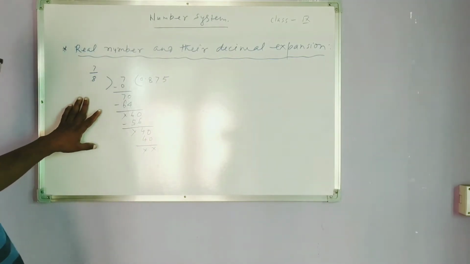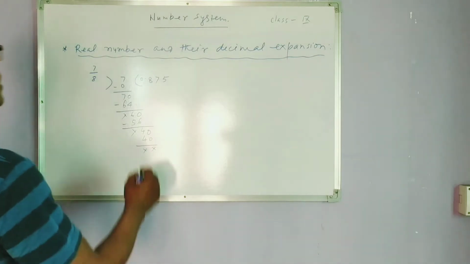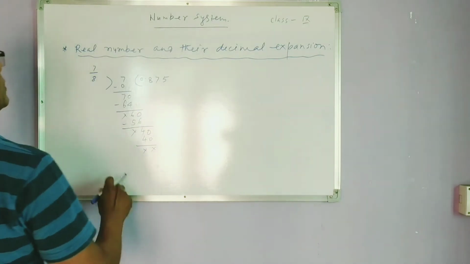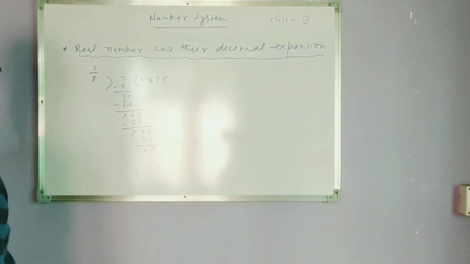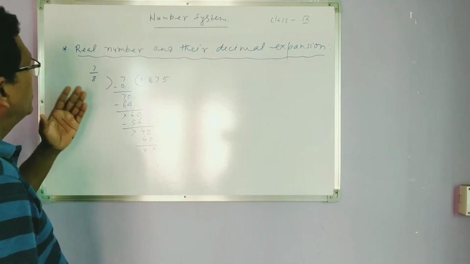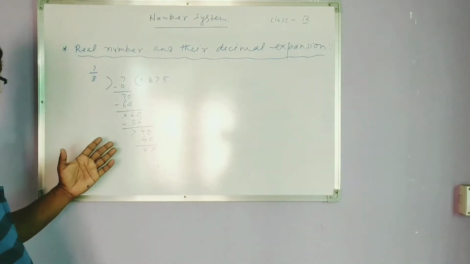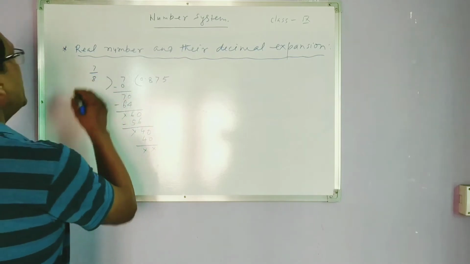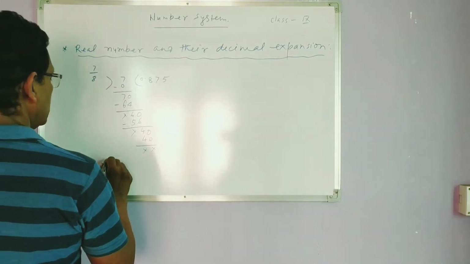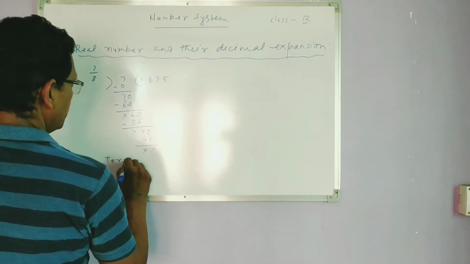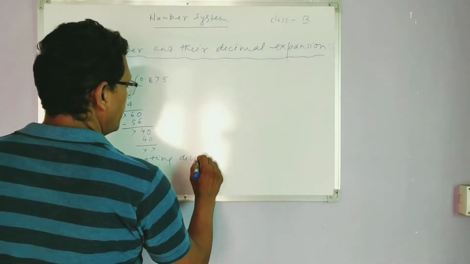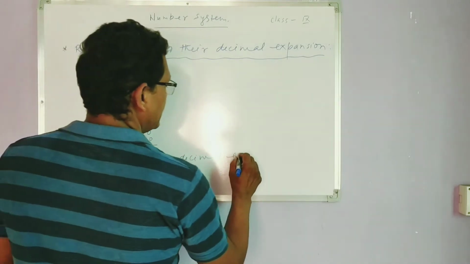10 minus 6, 4. Then put 10. 8 times 5 is 40. So here we see that the remainder is 0. This decimal expansion ends after finite steps. So such a type of decimal expansion is known as terminating decimal expansion.